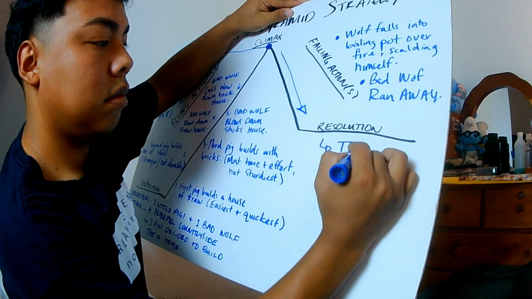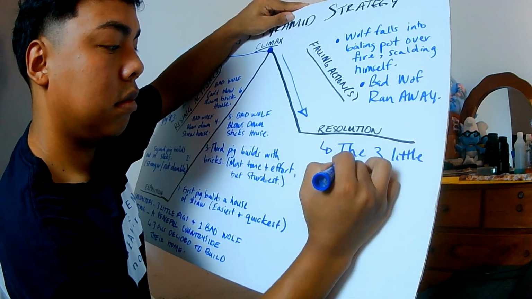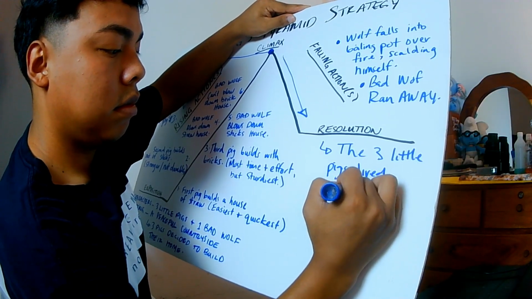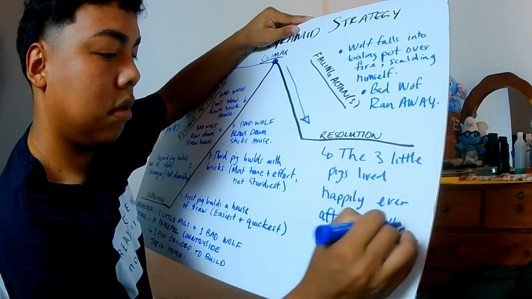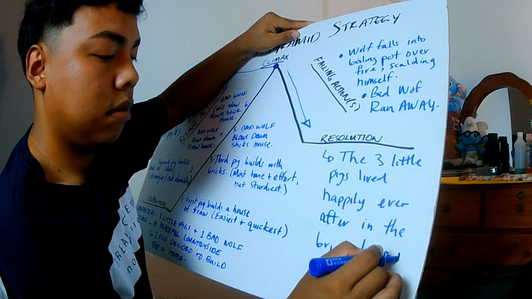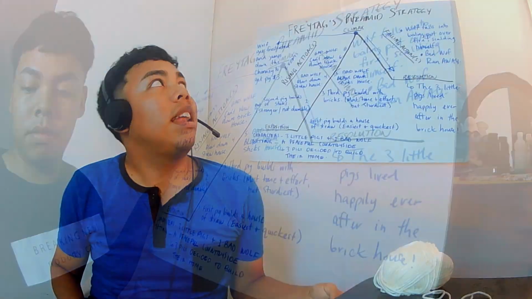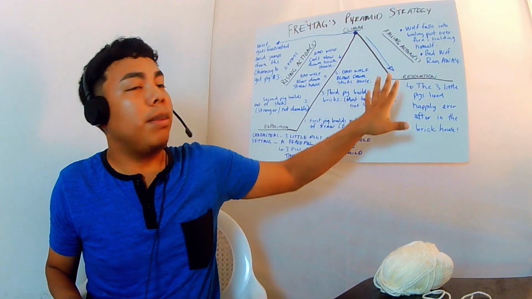So we understand now that the wolf was not so clever. Even though he was strong and bad, he was not so clever, as he fell into his own fate of running away and burning himself. So in essence, this is a Freytag's pyramid strategy.